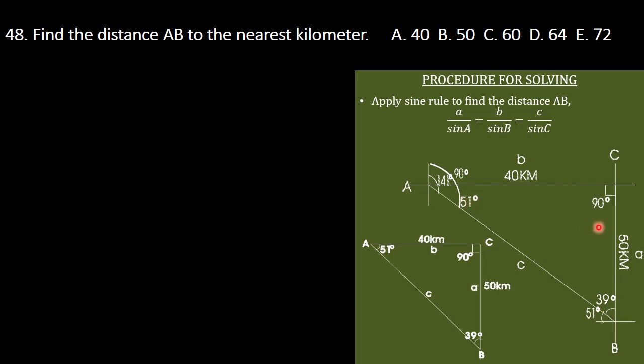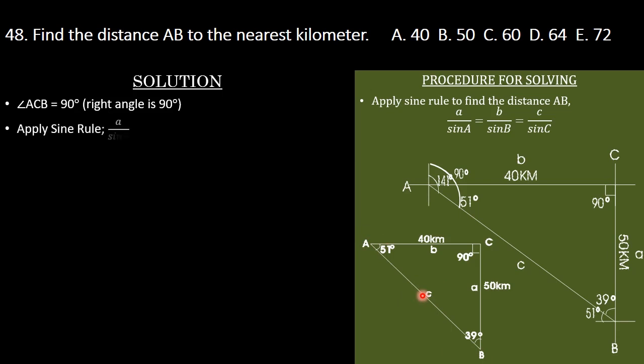And for us to get distance AB, we need to apply the sine rule. We are given capital B and small b, and this line AB represents small c. Therefore, we are going to apply the sine rule of small a over sine capital A is equal to small c over sine capital C. Then let's substitute. We have 50 km over sine 51 degrees equals c over sine 90 degrees.